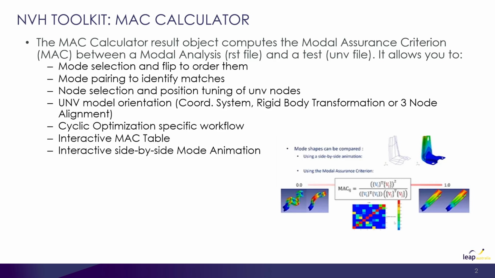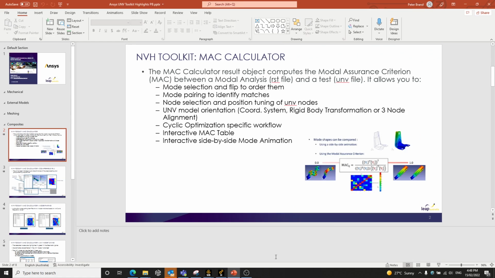And the matching is done automatically by Ansys. It has lots of tools to do nodal pairing, modal pairing, and basically filter out which modes identify with each other, and it calculates then the MAC criteria. Also, when you have cyclic symmetric models, it has special options for cyclic optimization. Now, let's have a quick look at a simple model for a demonstration.